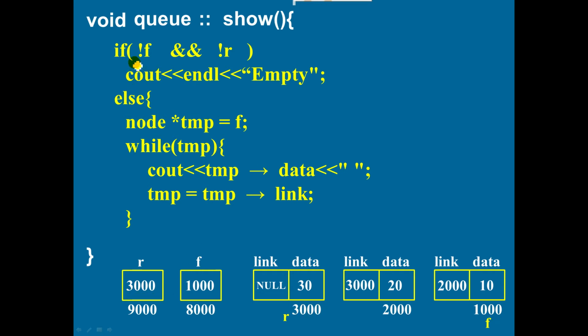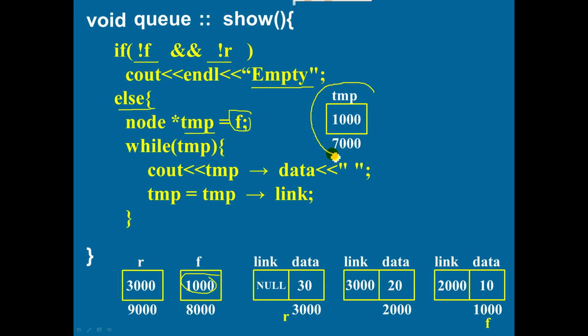Now if F equal to null and R equal to null, you cannot display anything because the queue is empty. Else you can display the various elements. The address of the first node F, which is 1000, is stored in a temporary variable TMP. So your TMP contains 1000.